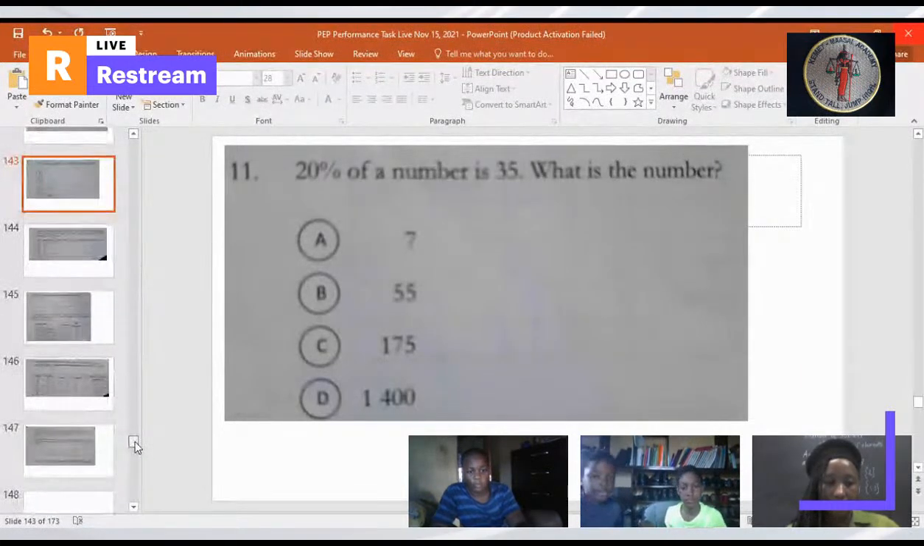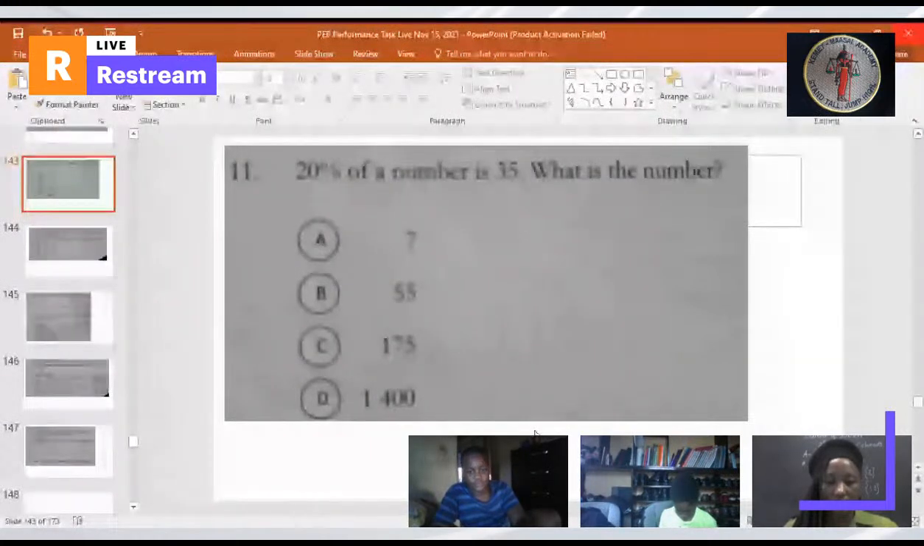20% of a number is 35. What is the number? Options, and then read the question again. Okay, miss. A, 7. B, 55. C, 175. D, 1400. Number 11. 20% of a number is 35. What is the number? A, 7. B, 55. C, 175. D, 1400.